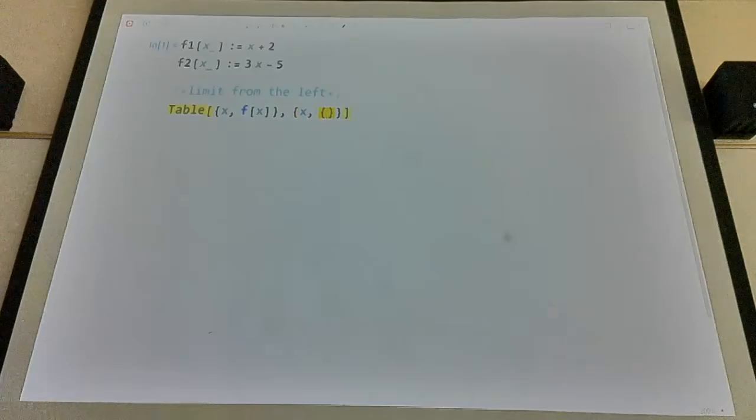Oh, wait, actually, I don't want f. I'm doing left-handed limit, so I want less than 2. I want f1. There you go. That's better. So we're approaching 2 from the left. A value of x close to 2 but smaller than it. .9.